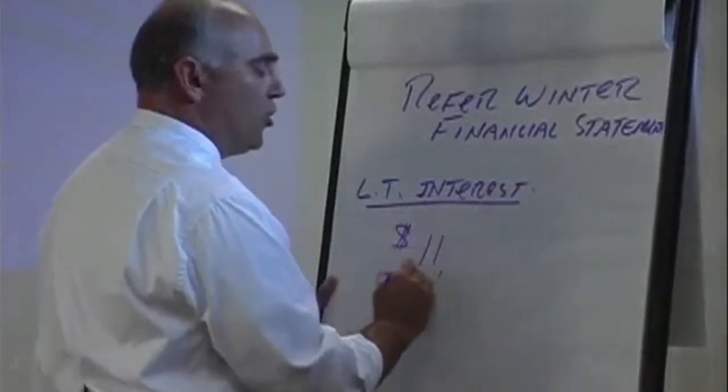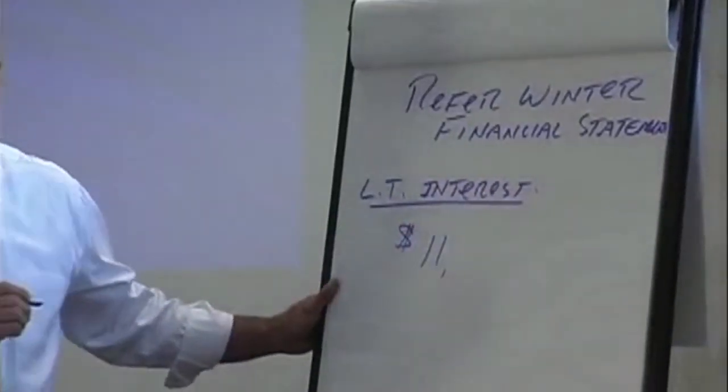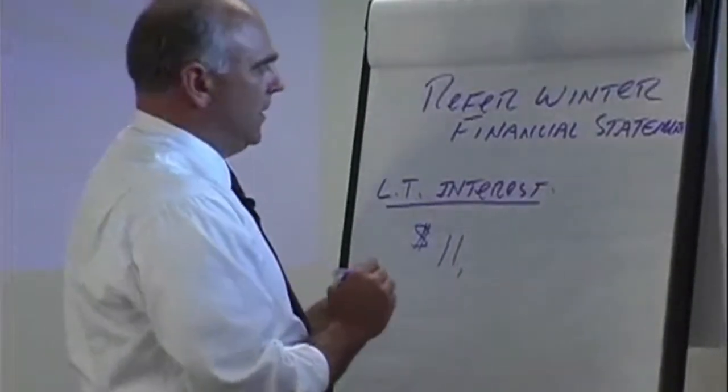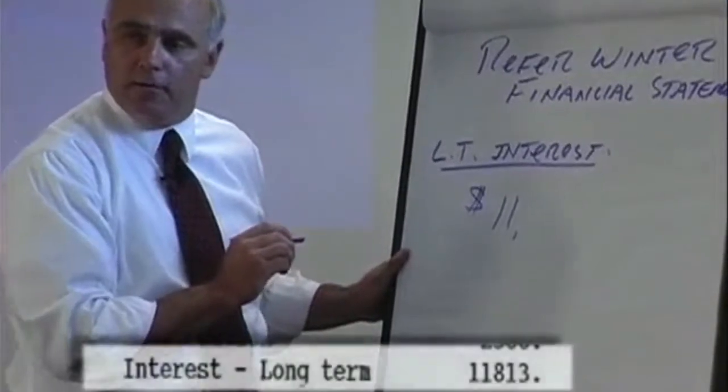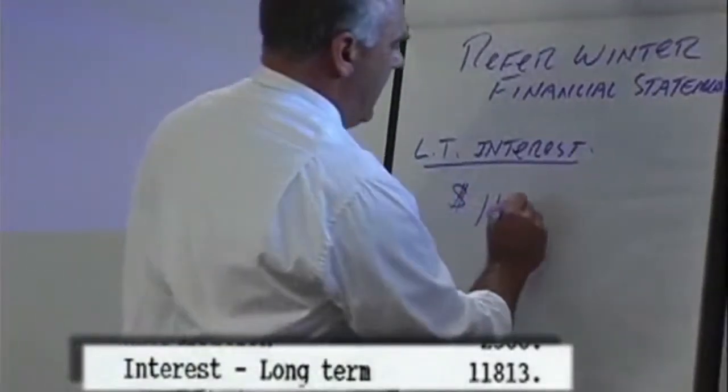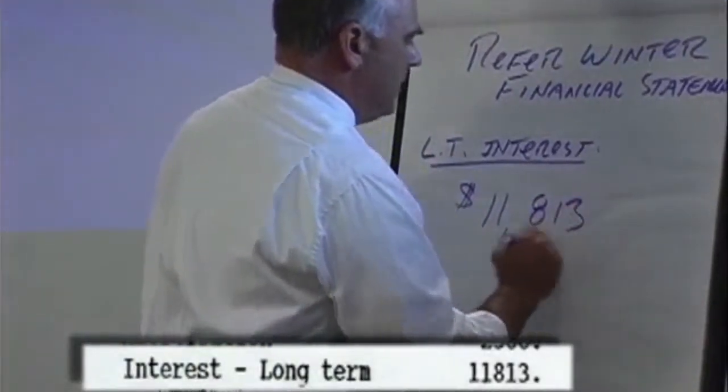It's in the occupation cost section of the statement of income, below the operating profit, and the first quarter long-term interest dollar amount. $11,813. Correct. $11,813.